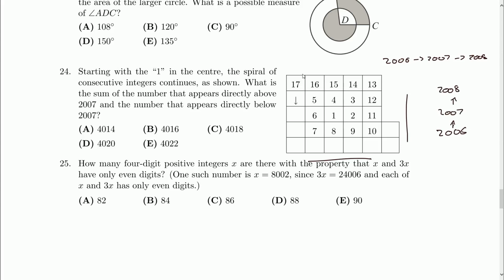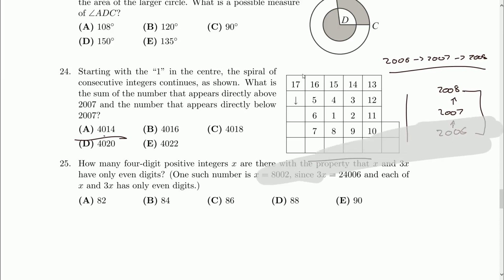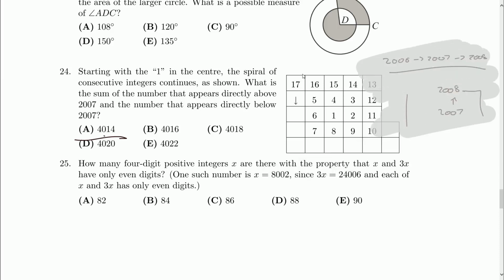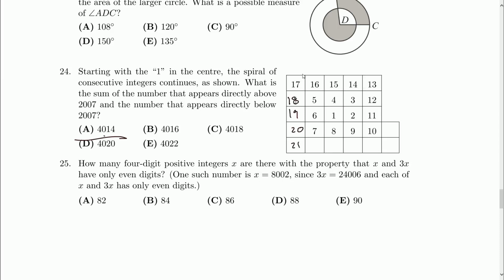We'll be really lucky if it turns out it's something like this, because then we know the numbers above and below are 2008 and 2006. And so the answer would be 4014, which is A, so that's a possibility. But if it were something like this along the bottom or reversed along the top, we'd have to figure out what's above 2007 and below, and that could be pretty difficult. So, to try and handle this question, I think it's probably best to try and understand the spiral and notice what we can about patterns here.